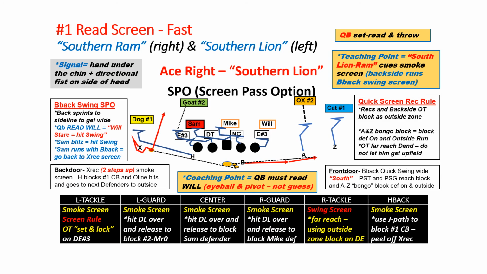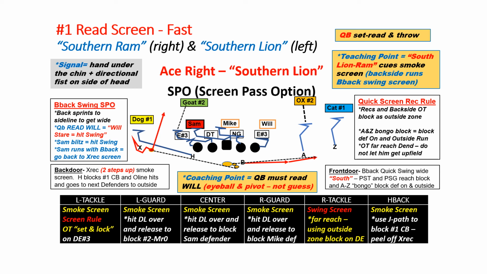So here's our number 1 read screen, which we call a fast screen. It's going to be, again, Southern is the word cue, so Southern Lion. Lion means then we're going to the left. Signal here is hand is under the chin. That's for south. And then we'll use our lion with our directional fist on the side of the head.